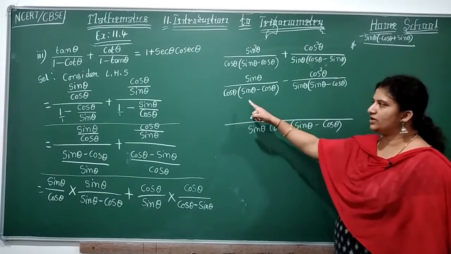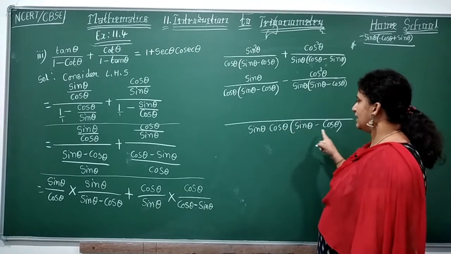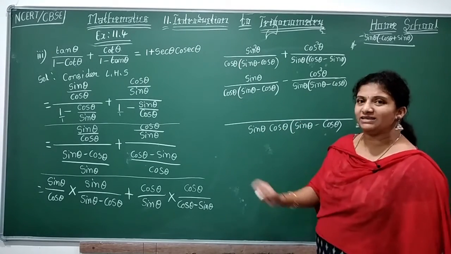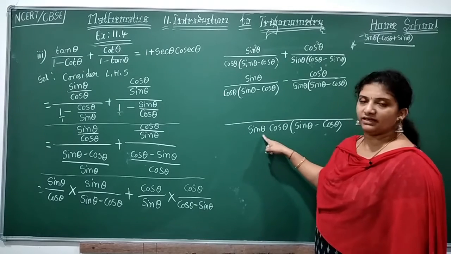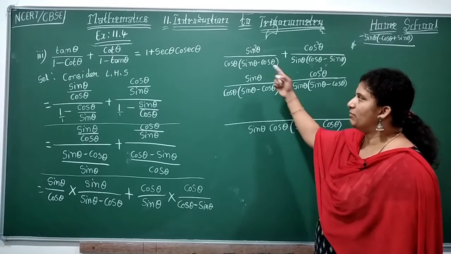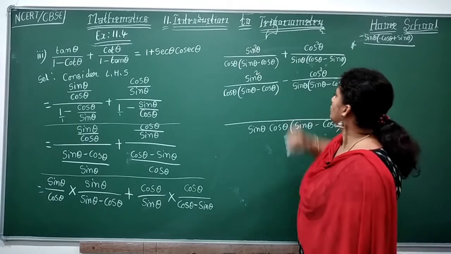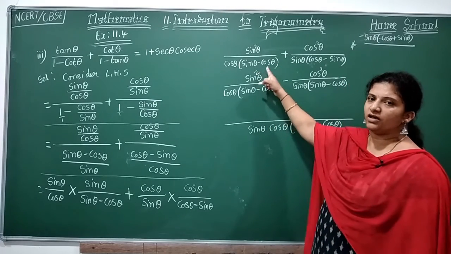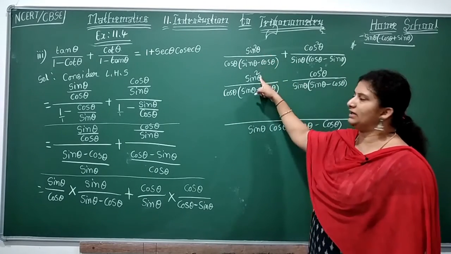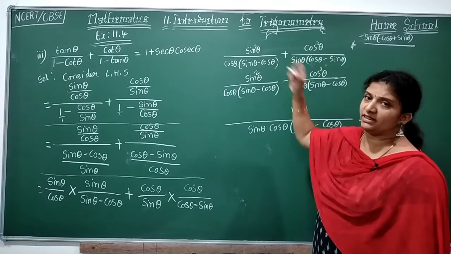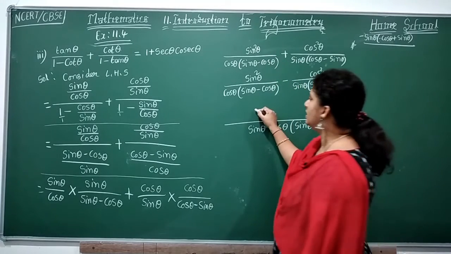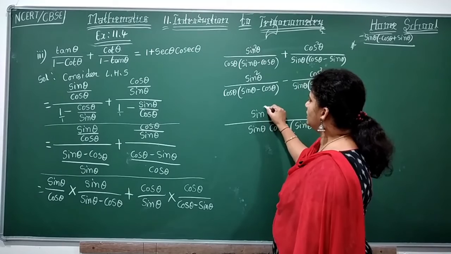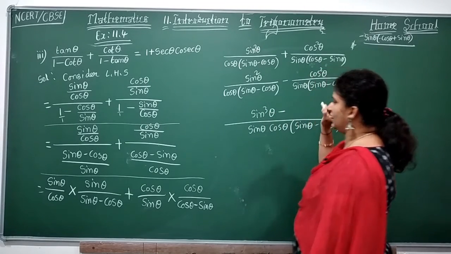So look here, children. Cos theta and sin theta minus cos theta there. What is missing? The sin theta is missing. Sin theta multiplies the numerator. So what is your numerator? Sin square theta. For this, if you multiply one more sin theta, what happens?